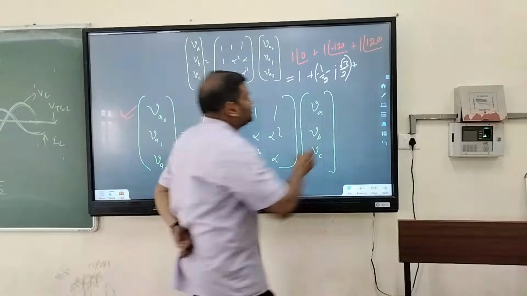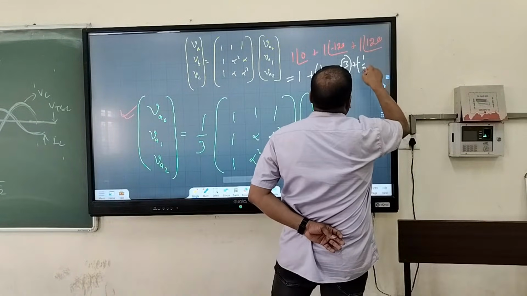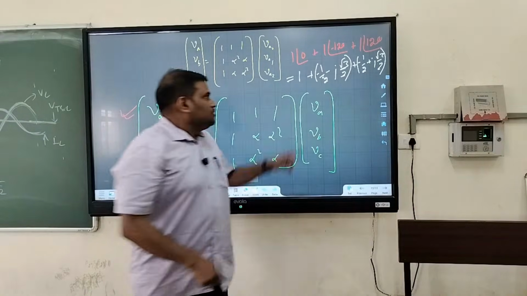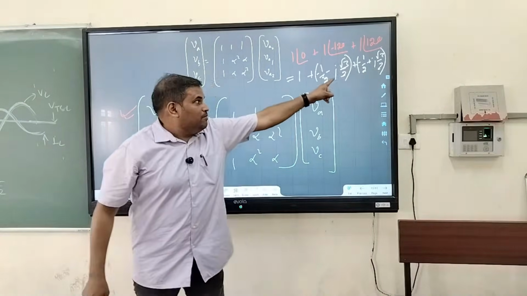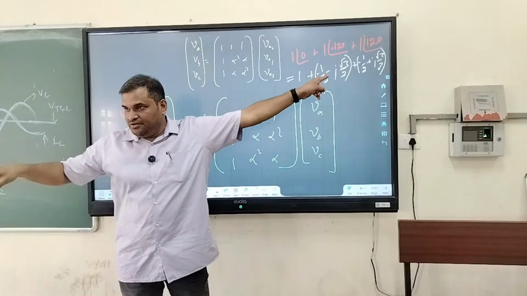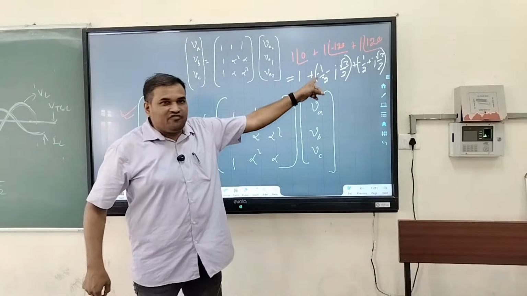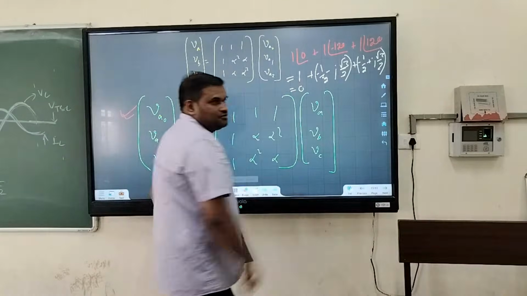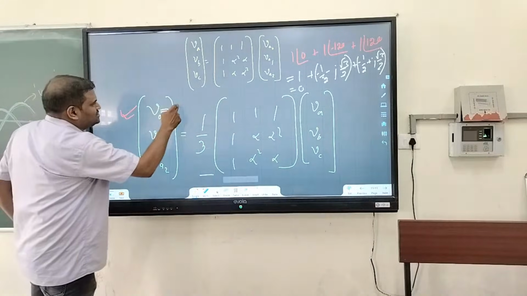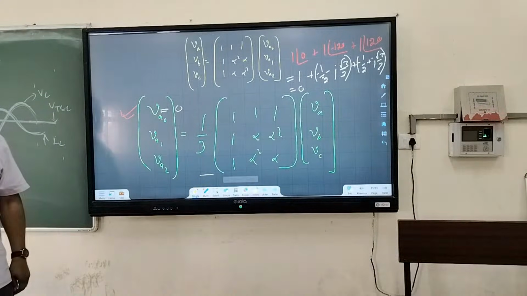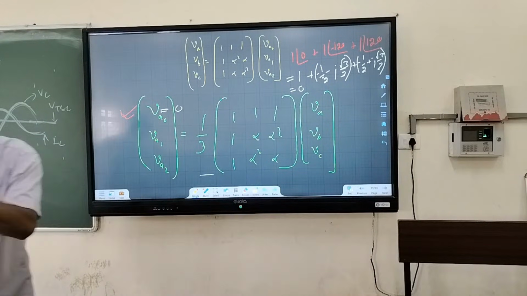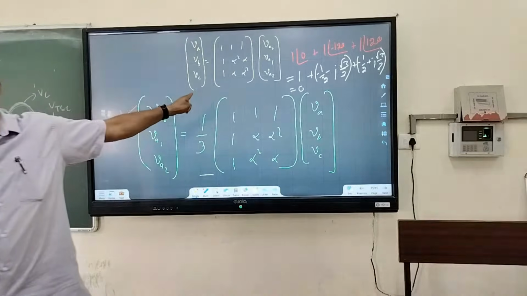1 angle 120 कितना होगा? Minus 1 by 2 plus j root 3 by 2. The plus j root 3 by 2 and minus j root 3 by 2 cancel each other, right? 1 minus 1 by 2 minus 1 by 2 is 0. So this will be 0. So if it is a balance, then this will be 0. Correct? But if it is not balanced, then you will have a component.